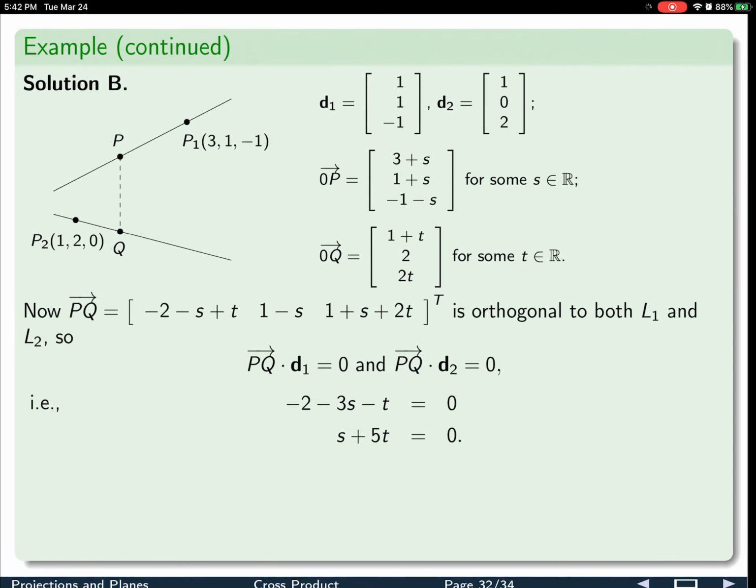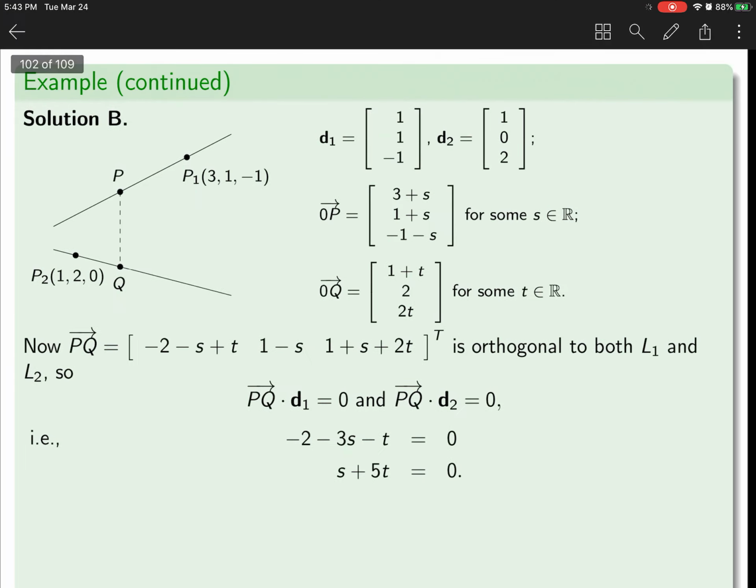But this works out really nice. They look like a couple of linear equations, two equations, two unknowns. We know how to solve those. We could use an augmented matrix. And we get the unique solution where S is -5/7 and T is 1/7.